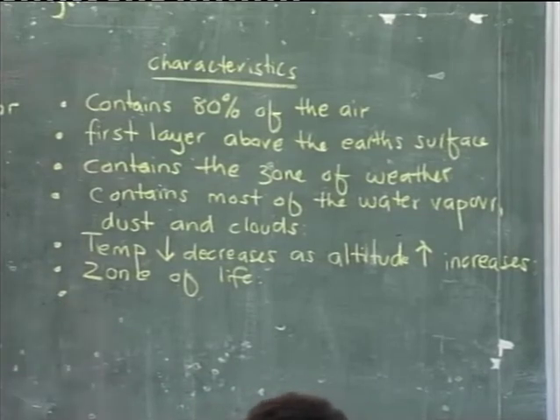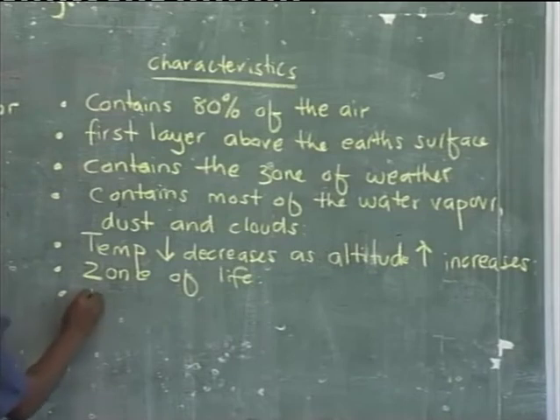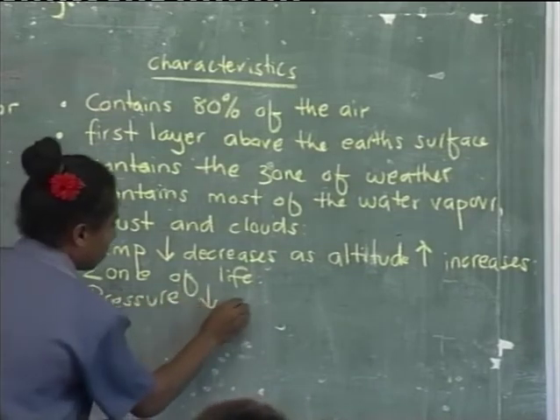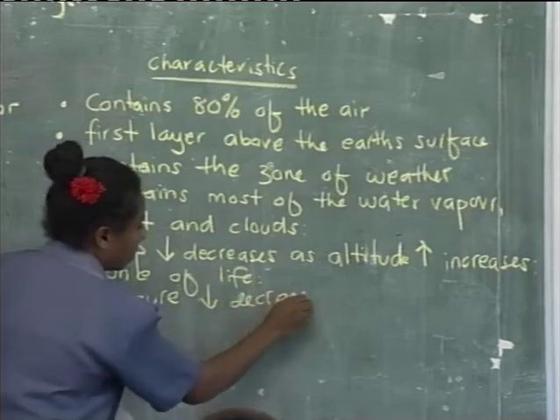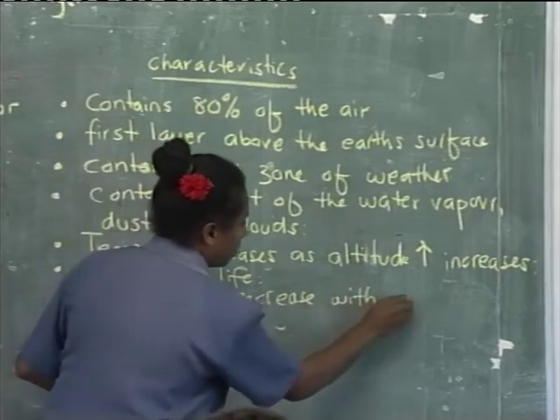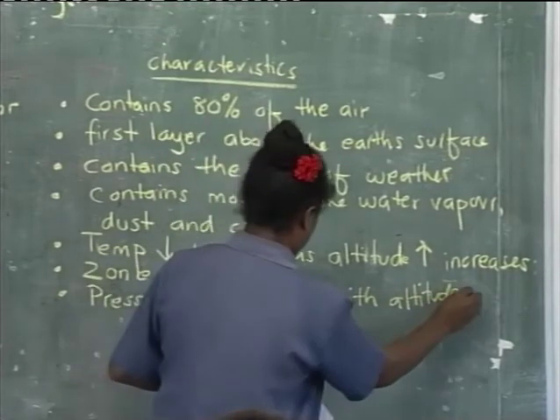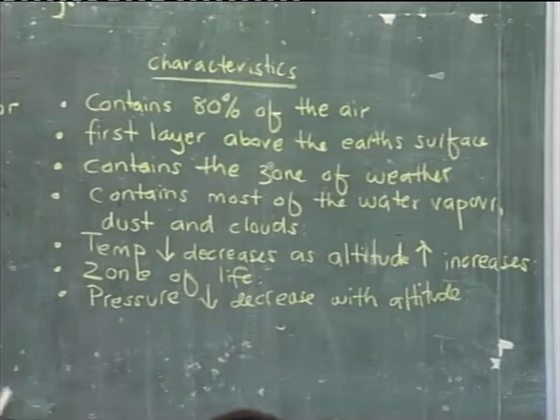Okay, so if you're at sea level, the pressure is high. As you go to the top of Mount Everest, the pressure becomes lower. So the higher up we go, the pressure decreases. Any other characteristics to be included? Okay, Gideon from the front.